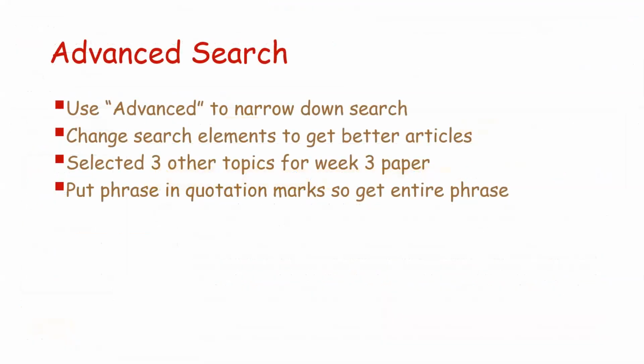Then there's an advanced search, because I don't want to look at 225,000 articles. You use advanced search to narrow down your search. You change your search elements to get better articles. And you can keep changing it until you get what you're looking for. I selected 3 other topics for the week 3 paper as an example. I put one phrase in quotation marks so that I can get the entire phrase.